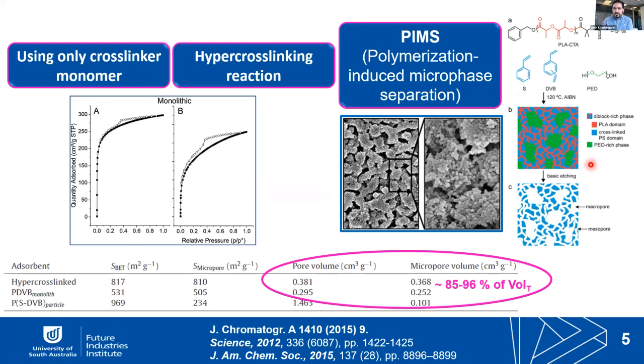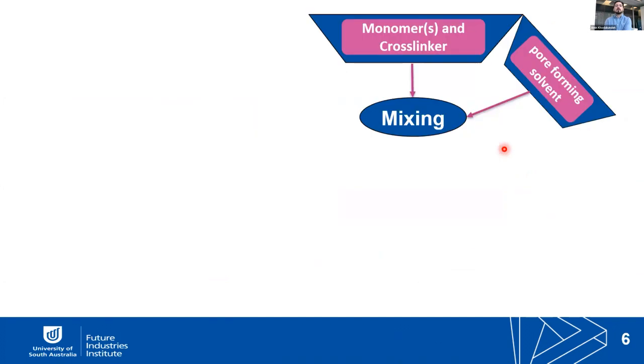And also the basic etching process here is not simple. 70 degrees, 3 days using methanolic sodium hydroxide at pH 12 is not easy to have access to, especially when we polymerize inside a column.